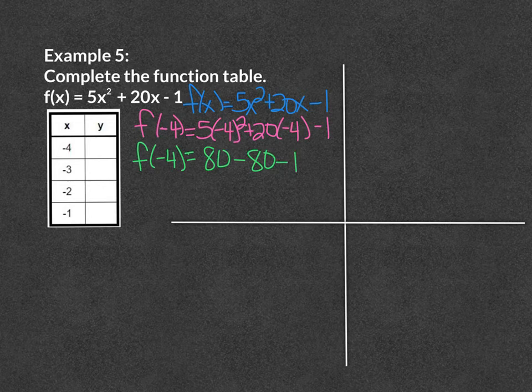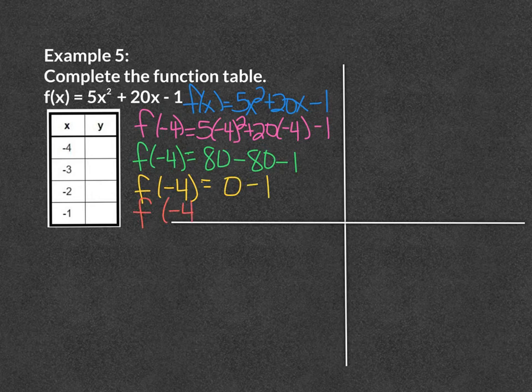So now I have f of negative 4 equals 80 minus 80 will give me 0 minus 1. So f of negative 4 equals 0 minus 1, which is just negative 1. So f of negative 4 equals negative 1.